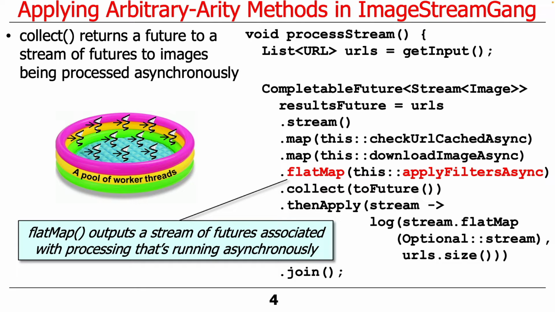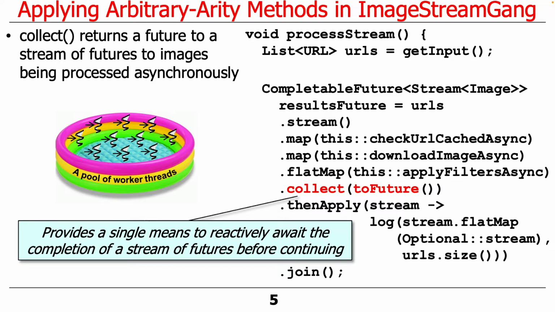If you recall, the flat map operation output a stream of completable futures to tasks that are running asynchronously in the common fork join pool, doing downloading, transforming, and storing of images that are not cached. So that's what flat map is doing. And because we're using completable futures, we want to coalesce or collect all those things into a single completable future. That will allow us to wait in one place for all that asynchronous computation to finish. So collect returns a completable future to something that will do that.